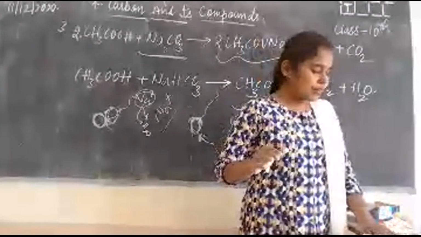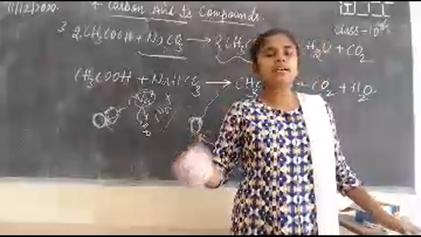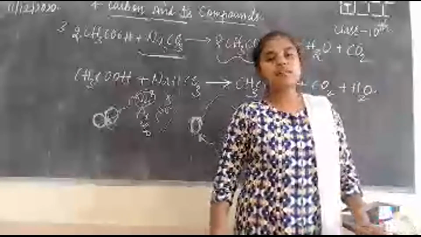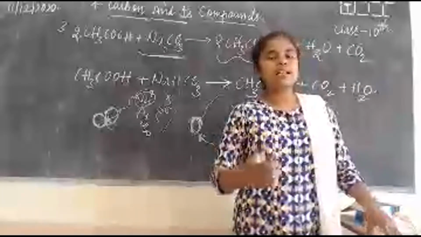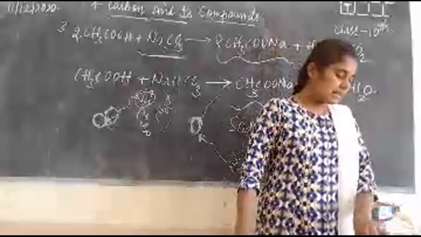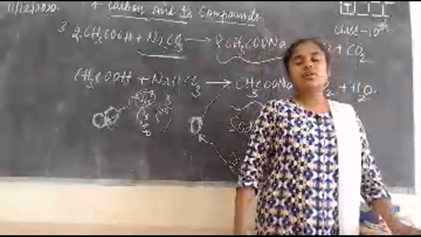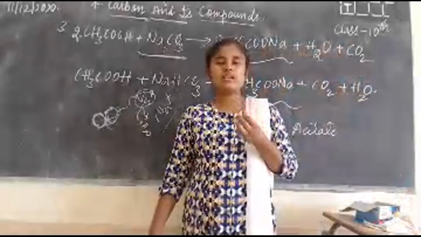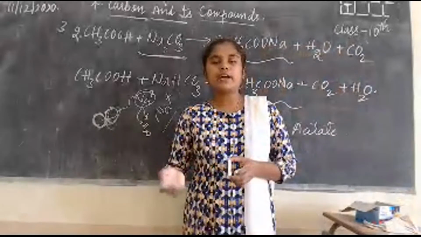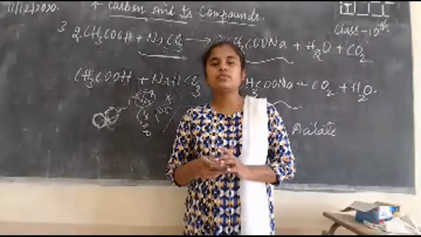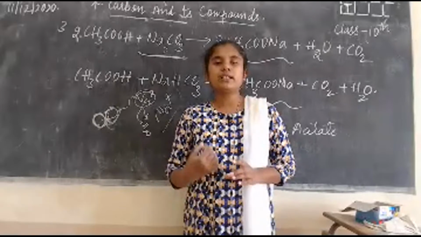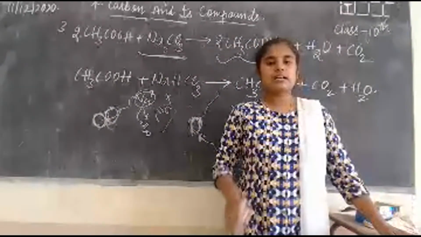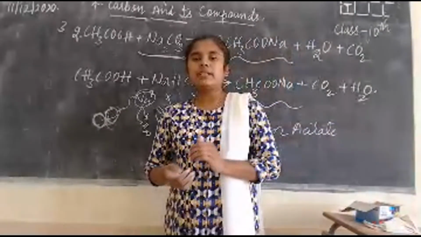Then we saw some important carbon compounds, ethanol and ethanoic acid, their properties, and how they react with bases, sodium carbonates and hydrogen carbonates. Lastly, we saw soaps and detergents, hydrophilic and hydrophobic. You need to be very clear about those two terminologies so that you can understand easily in higher classes. So this was the chapter on carbon and its compounds.